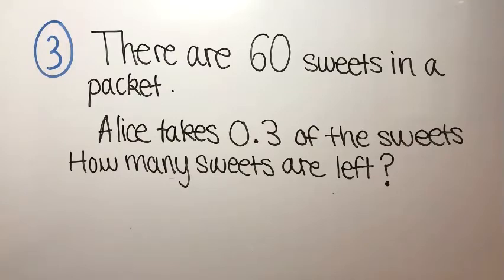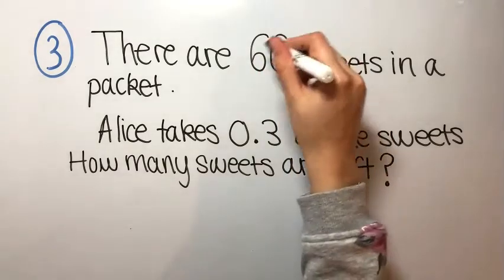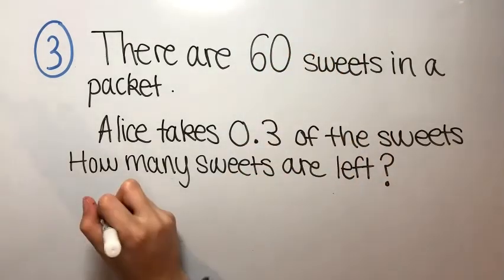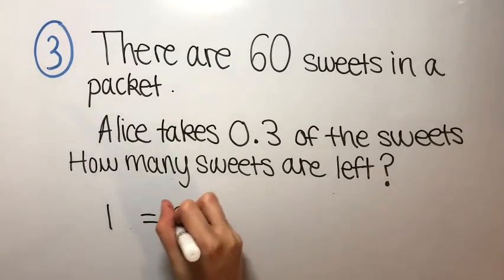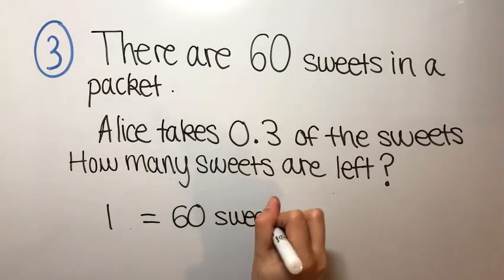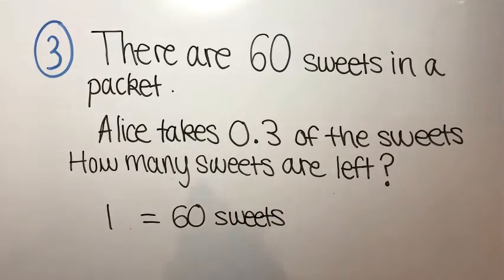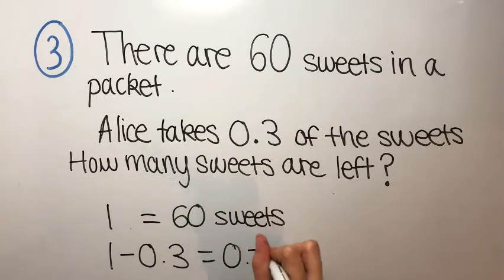Question 3. There are 60 sweets in a packet. Alice takes 0.3 of the sweets. How many sweets are left? Now, all the sweets as a decimal would be 1. That equals 60 sweets. Alice, she takes 0.3 of them. So we're going to take away 0.3 from 1 to find out how many sweets are left over. 1 minus 0.3 gives us 0.7.